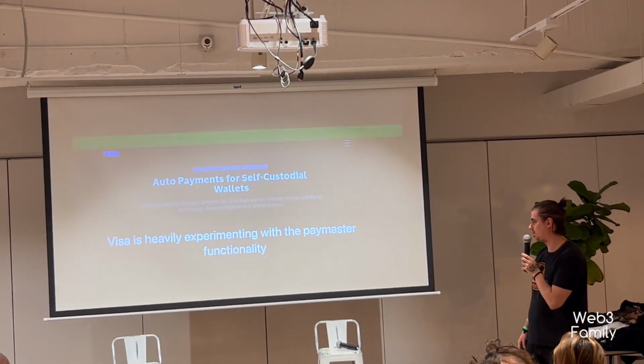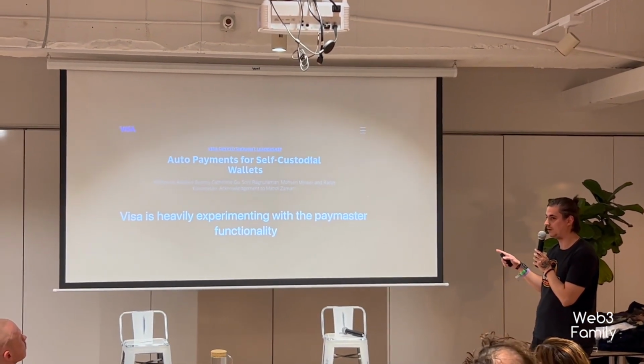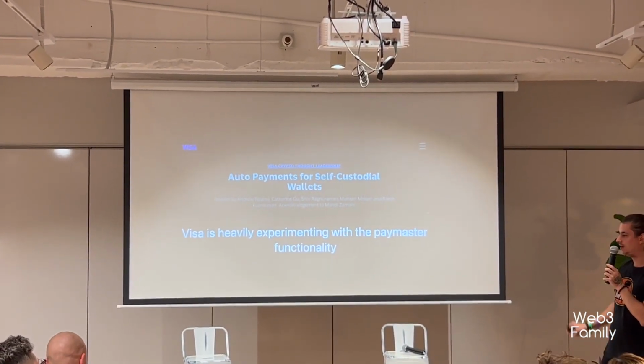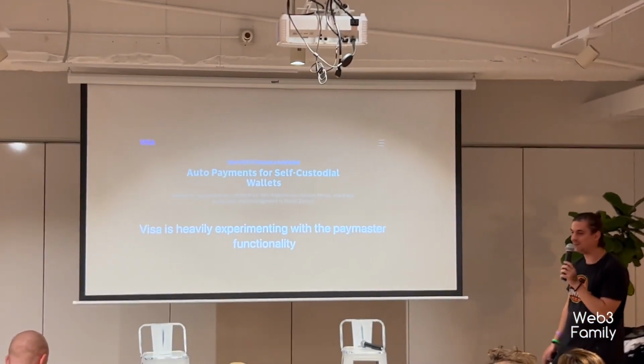So one last thing about mass adoption. Visa has been following the current account abstraction plan very closely and already published a kind of research on how they are going to use it for recurring payments on-chain. It's very interesting.